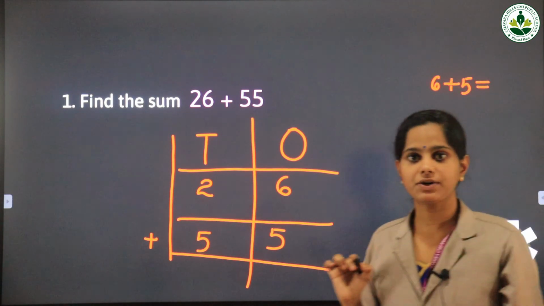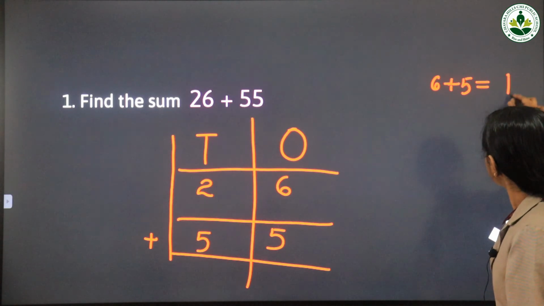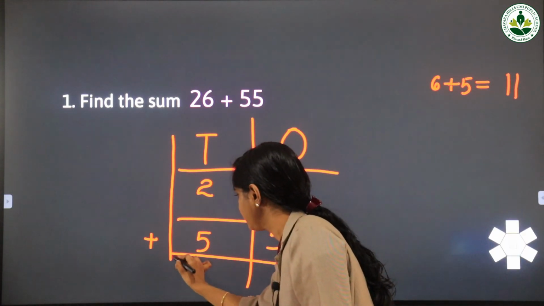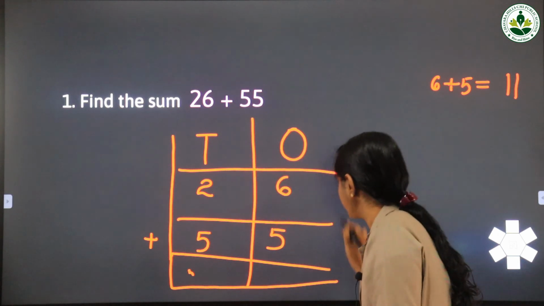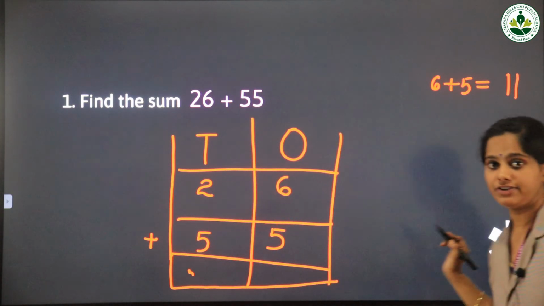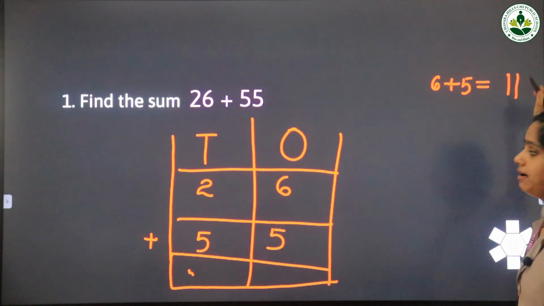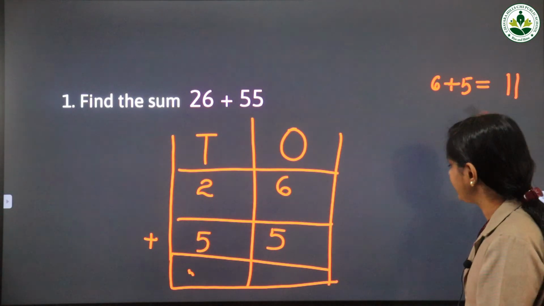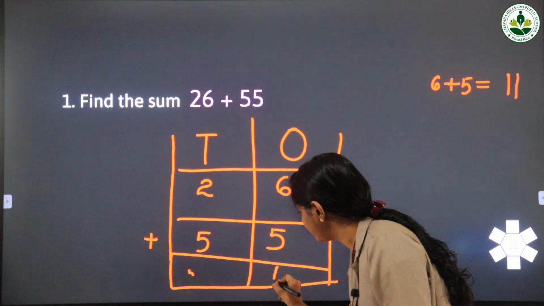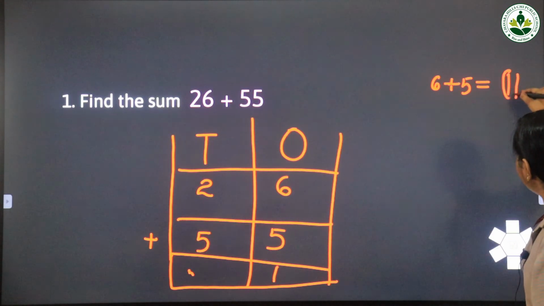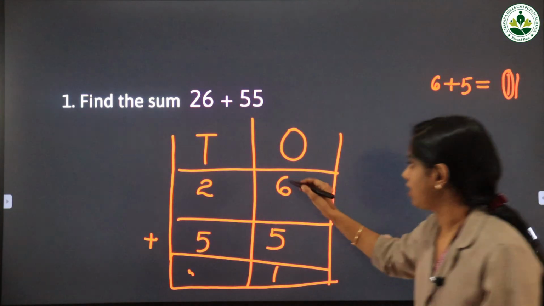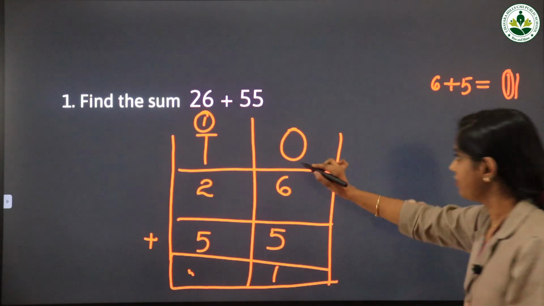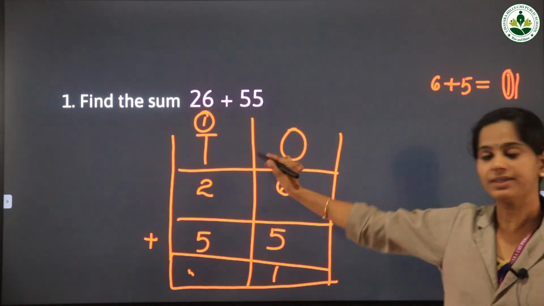6 plus 5 is equal to 11. 11 is a 2-digit number, so we cannot write 11 in the ones column. We only write the digit in the ones column. So we write 1 in the ones column and this 1 will go to the tens column. It's a carryover. Carryover 1. This one will go to the tens place.